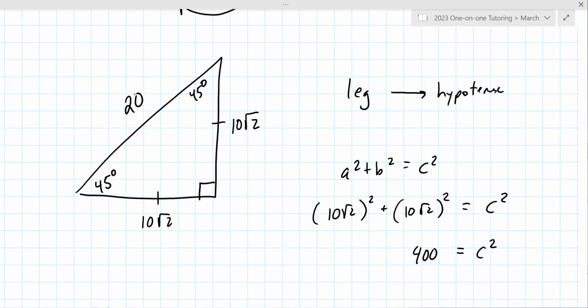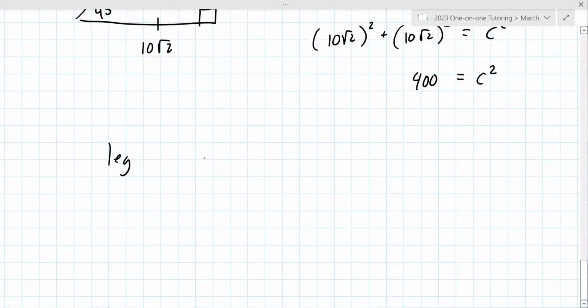Okay, so the shortcut is you take the leg and you multiply it by the square root of 2. So you're going to take 10 square root of 2 and multiply it by the square root of 2. Is that okay? Yeah. That's going to be 20. Yes, it is going to be 20.